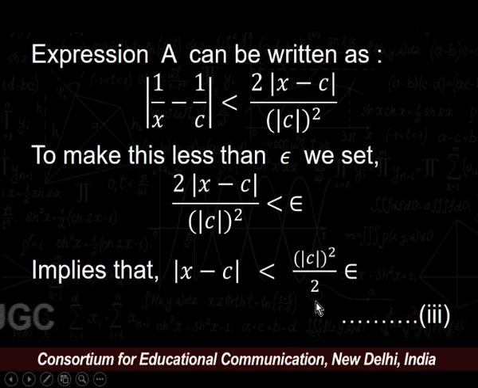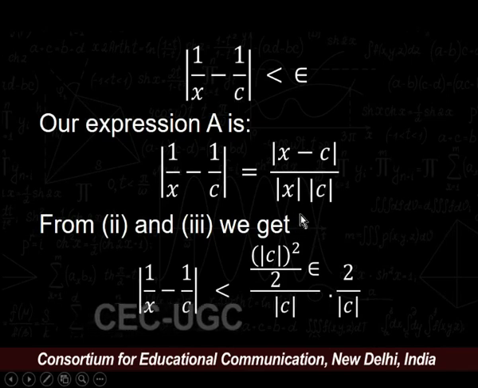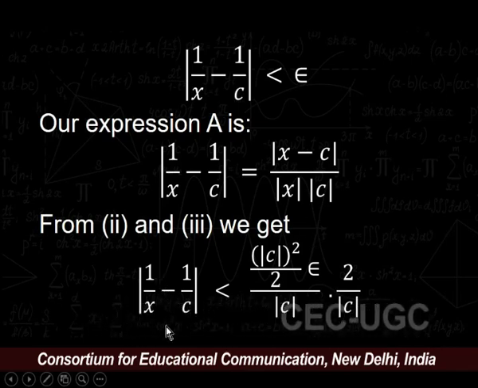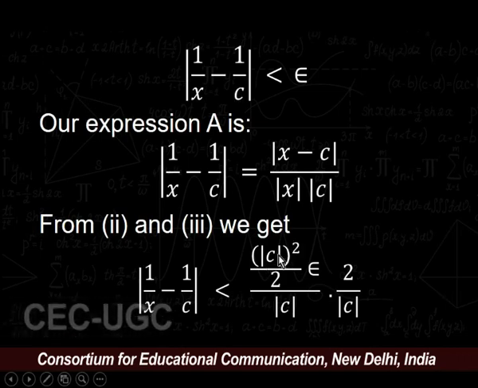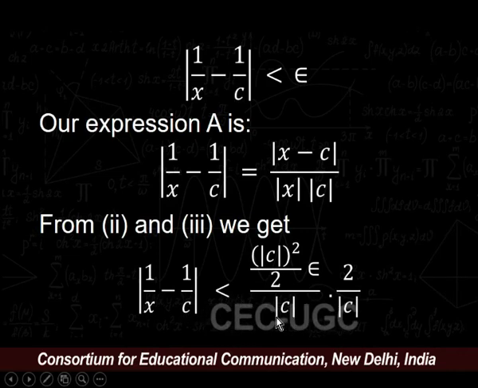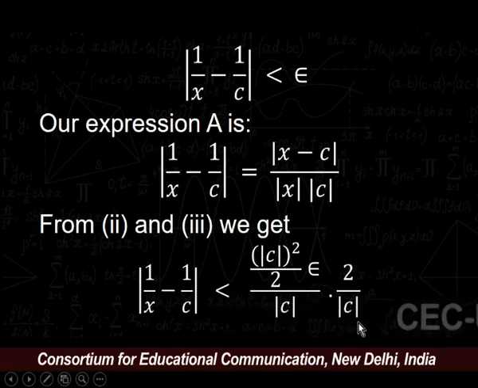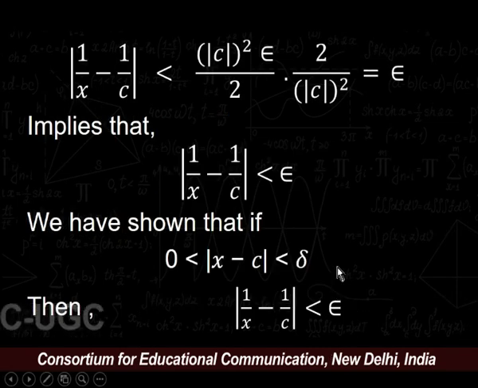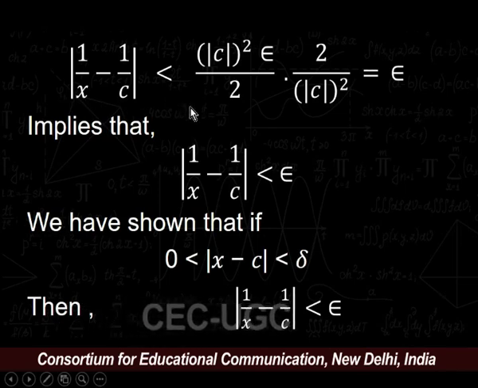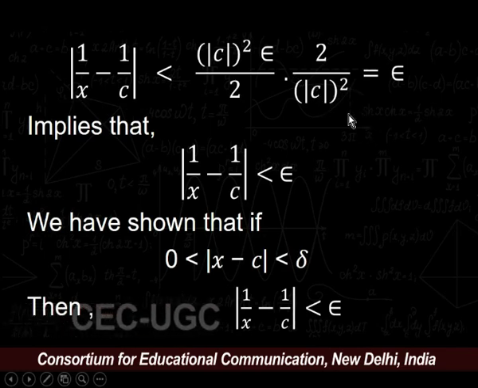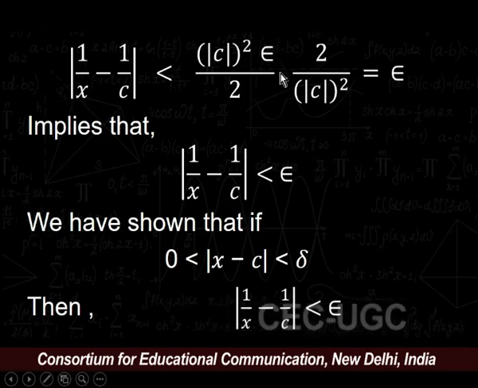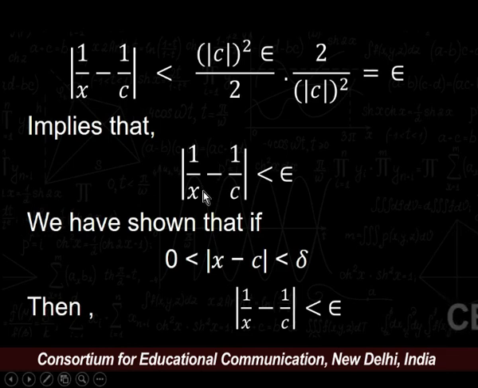So from equation number 2 and equation number 3, we get modulus of 1 upon x minus 1 upon c is less than modulus of c square upon 2 into epsilon upon modulus of c into 2 upon modulus of c. After solving this, we get our expression A is strictly less than modulus of c square into epsilon upon 2 into 2 upon modulus of c whole square. After solving this, we are left with only epsilon. So we get modulus of 1 upon x minus 1 upon c is less than epsilon.